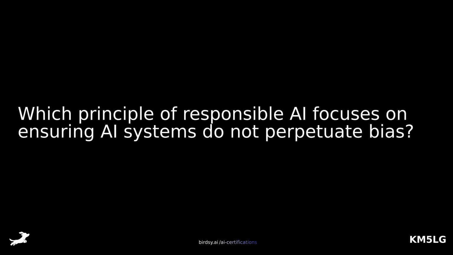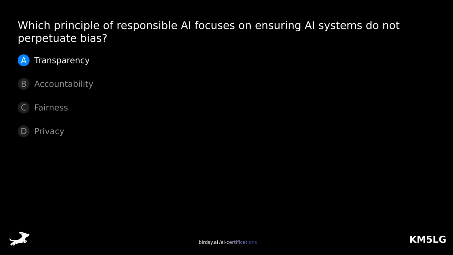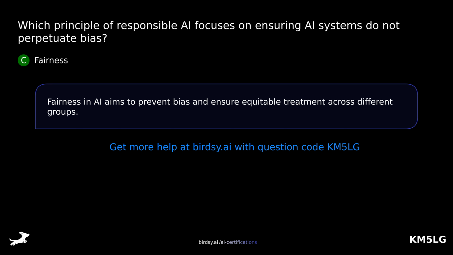Which principle of responsible AI focuses on ensuring AI systems do not perpetuate bias? Is it A, transparency, B, accountability, C, fairness, or D, privacy? The answer is C, fairness. Fairness in AI aims to prevent bias and ensure equitable treatment across different groups.